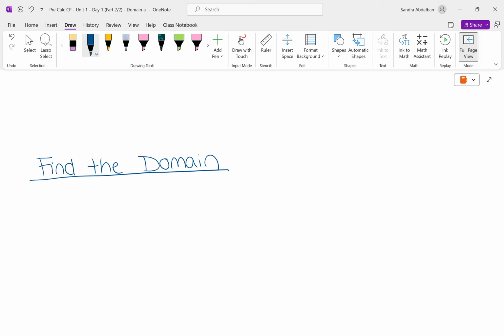Find the domain. f of x is equal to the square root of (x plus 3)(x minus 4). I actually made this one a little bit easier for you because I already factored it, so you don't have to factor it.